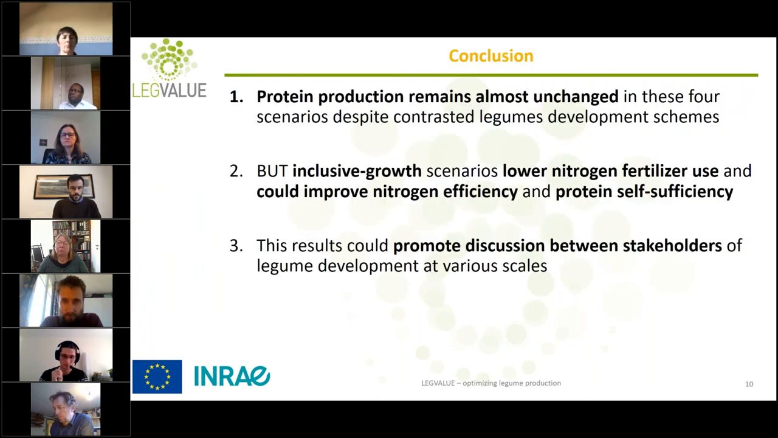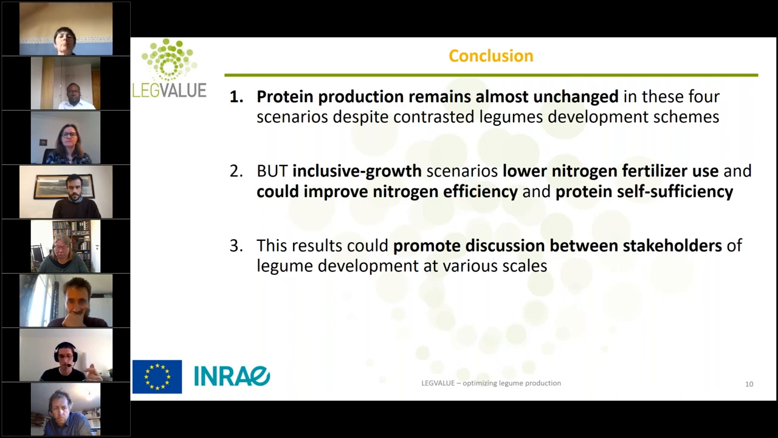As a conclusion, we have been through four extreme contexts for legume development. Some say they are not even realistic. That's quite true, but they are a good way to go further and think out of the box. And despite this major increase in the legume share with current yield, protein production does not increase. And in fact, it decreases a little.